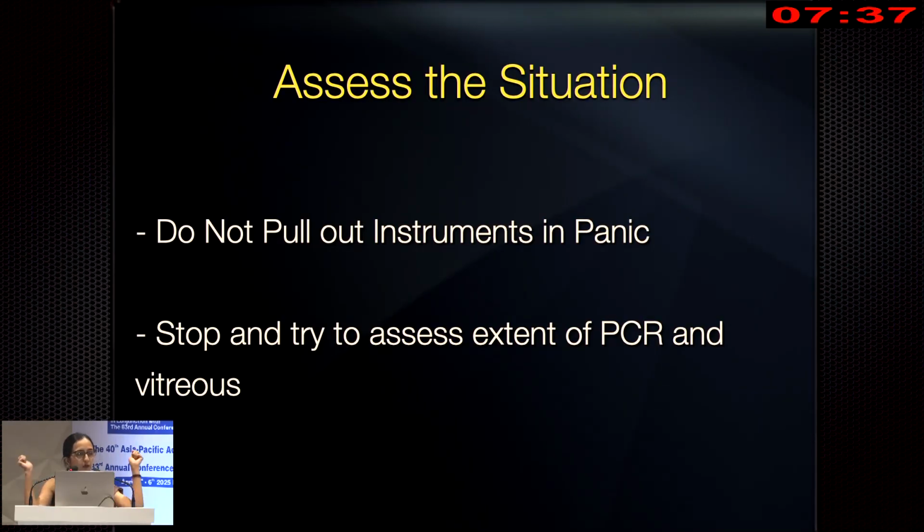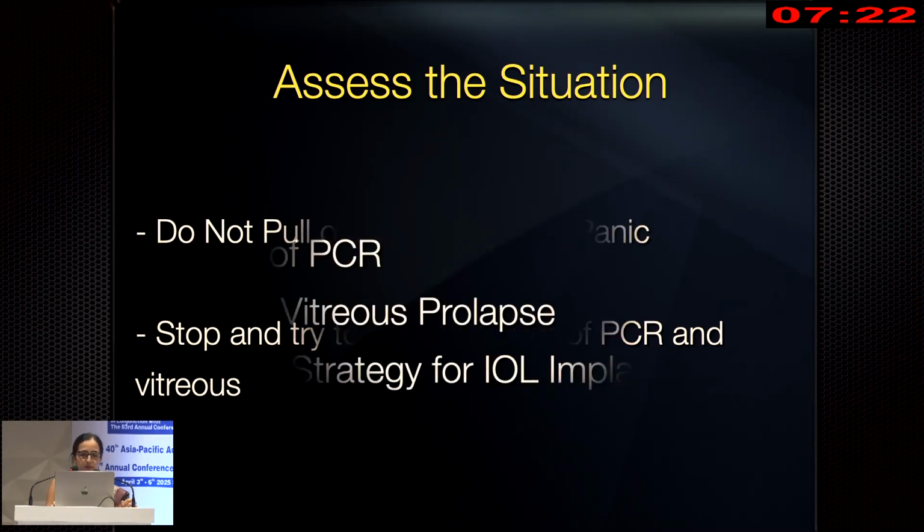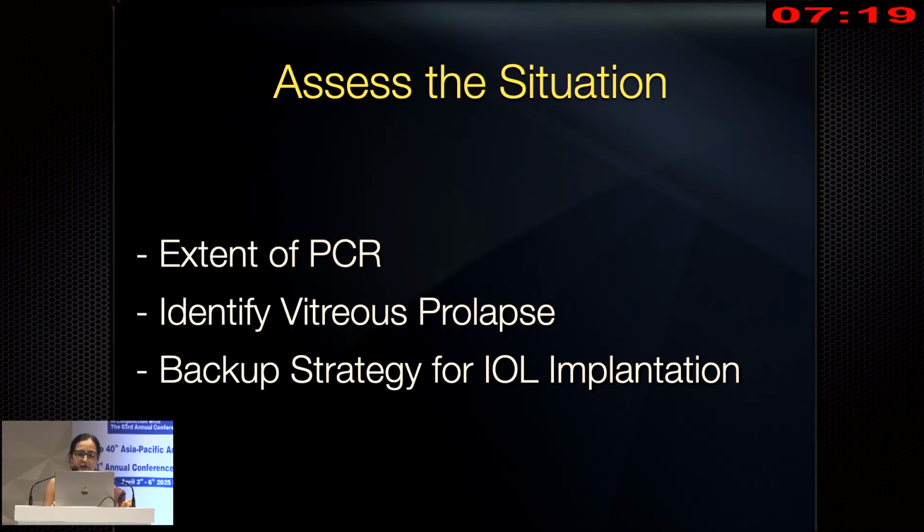Do not pull out any instruments in your panic. Think and assess. So stop there with your instruments in the hand. Your hands stop, but your mind starts working. And assess the extent of the PCR and whether vitreous is there or not, so then you know how to deal with it. Now, how do you identify vitreous prolapse?